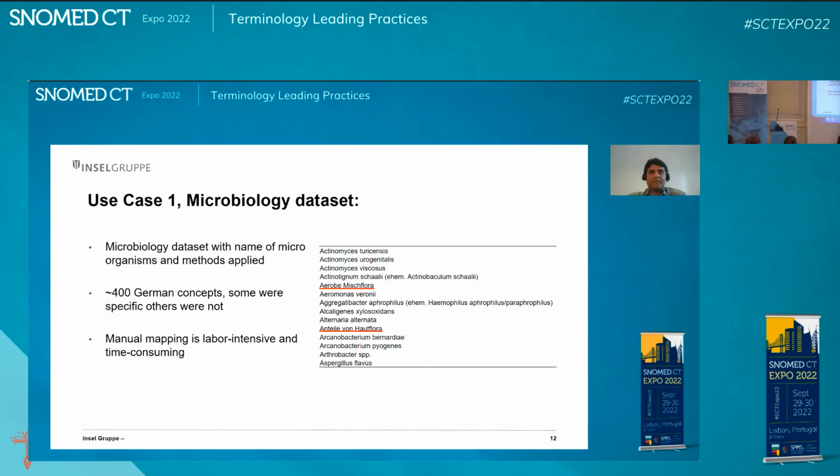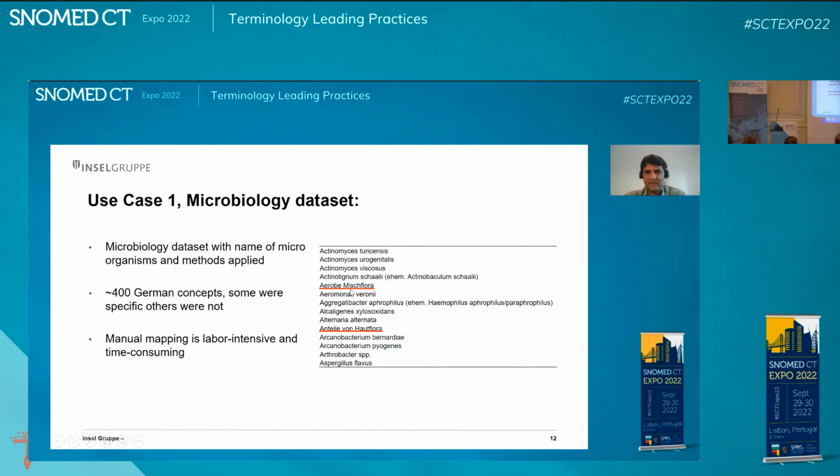Here I'm going to talk about our first use case, which was about a microbiology data set. We got a request from the microbiology department that they wanted to have their data, which were mainly microorganisms and methods, mapped to SNOMED CT. German is the language we use here in Switzerland in our hospital. So there were 400 German concepts. Some were specific, some were not. For example, the ones I marked with red underline are those which were not specific.